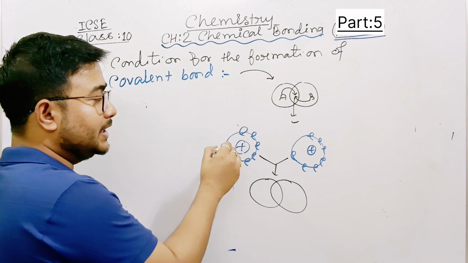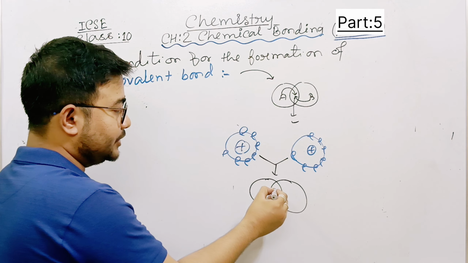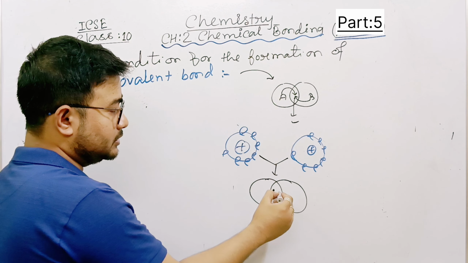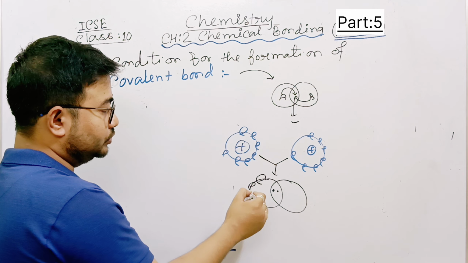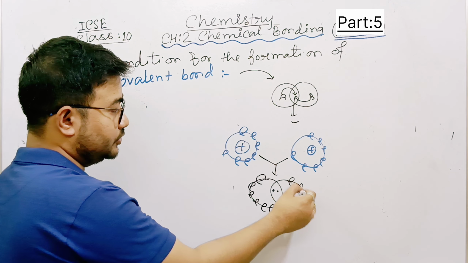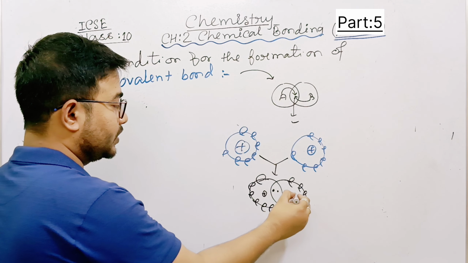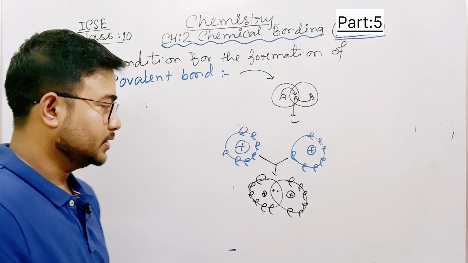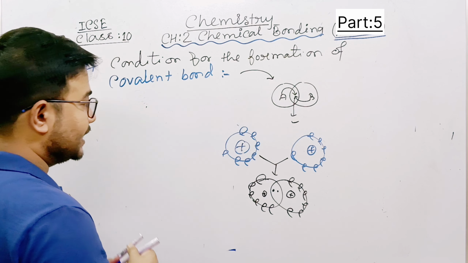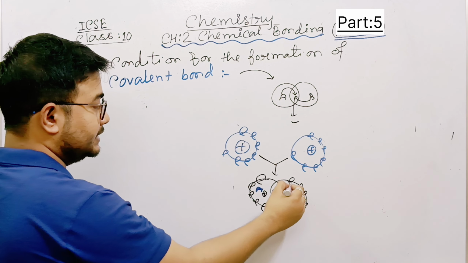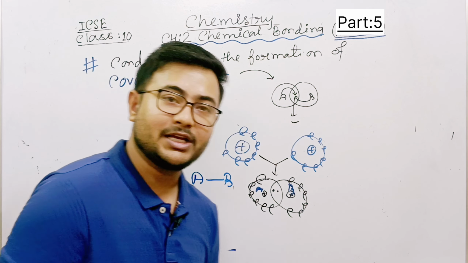Now how many electrons will they try to accept? 1. So instead of accepting, they will try to donate. It donates 1, and the other also donates 1. So previously it was 7 electrons, now 1 2 3 4 5 6, and 1 2 3 4 5 6, because each donates 1. So how many electron pairs? 1 electron pair, but 2 electrons are here. Suppose it is atom A and this is B, so A and B can form a bond. This bond is known as a covalent bond.